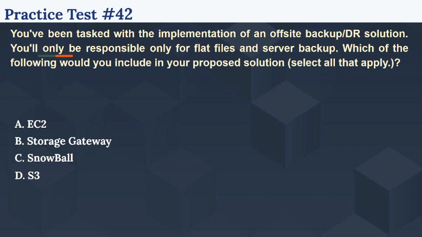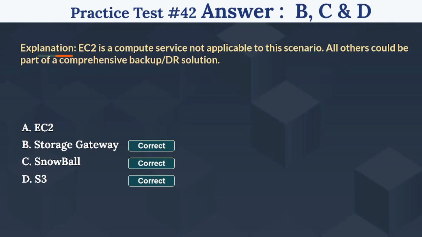5, 4, 3, 2, 1. So the right answer is B, C and D: Storage Gateway, Snowball and S3. EC2 is a compute service not applicable to this scenario. All others could be part of a comprehensive backup DR solution. Let's move to the next question.